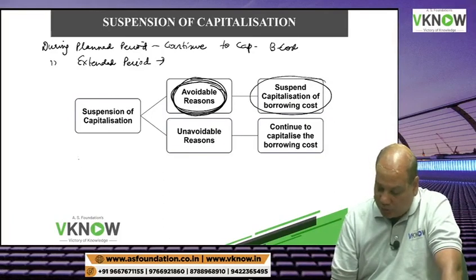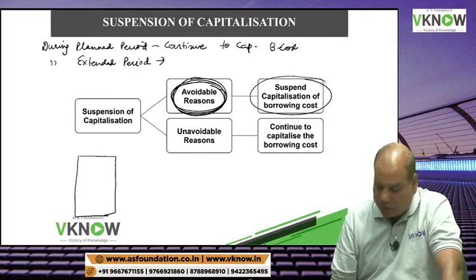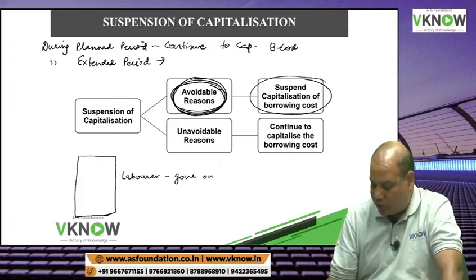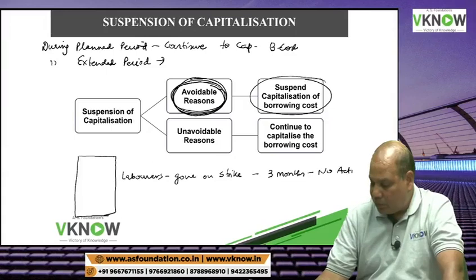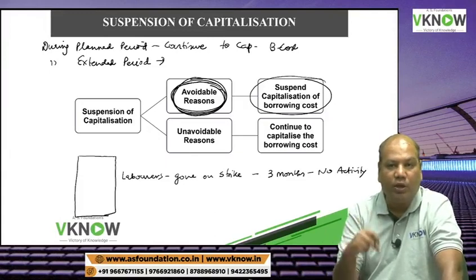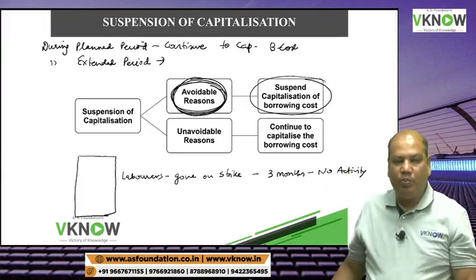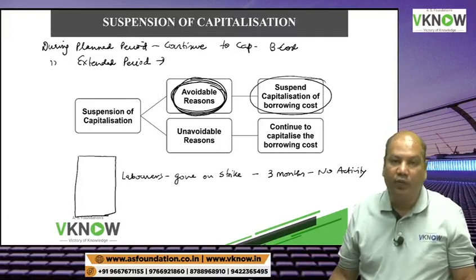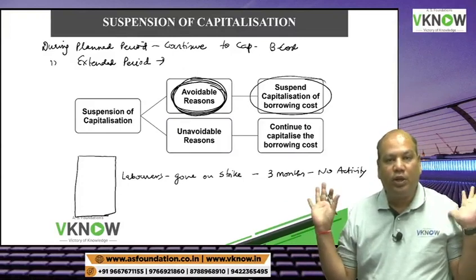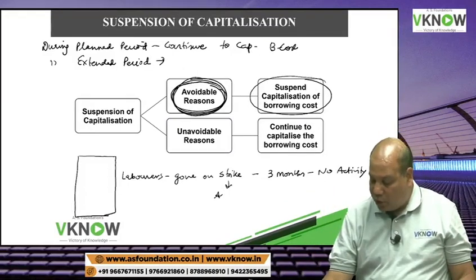If it is due to an avoidable reason: we are constructing this building. Laborers have gone on strike. And then for 3 months, no activity took place. Activity must be in progress to convert your capital WIP into your PPE or to convert WIP into inventory. But for 3 months, there was a strike, no activity happened. Strike is an avoidable event.